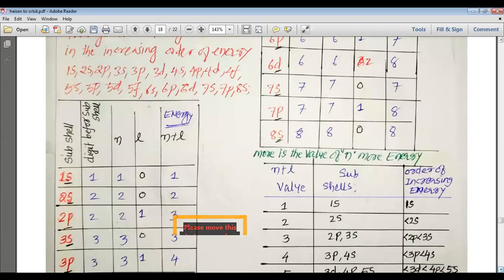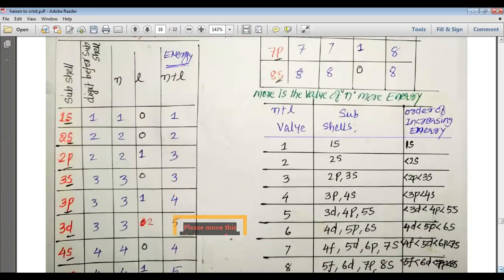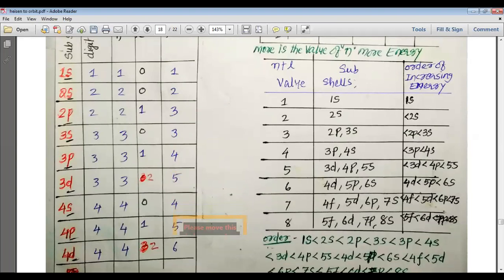So my dear students, if you really look at the value of n plus l, and then look at the various subshells, we find that when n plus l is equal to 1, we have 1s. When n plus l is equal to 2, we have 2s. When n plus l is equal to 3, we have 2p and 3s. When n plus l is equal to 4, we have 3p and 4s. When n plus l is equal to 5, we have 3d, 4p, 5s.